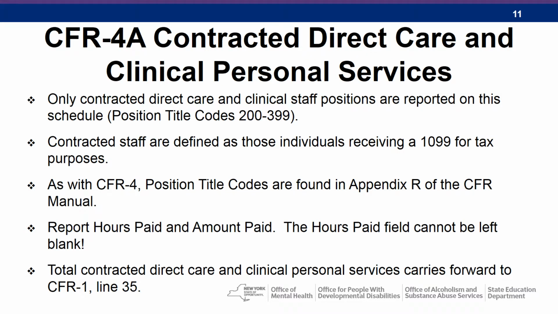Only contracted direct care and clinical staff positions are reported on this schedule. These are position title codes 200 to 399. Contracted staff are defined as those individuals receiving a 1099 tax form for tax purposes. As with CFR 4, position title codes are found in Appendix R of the CFR manual.